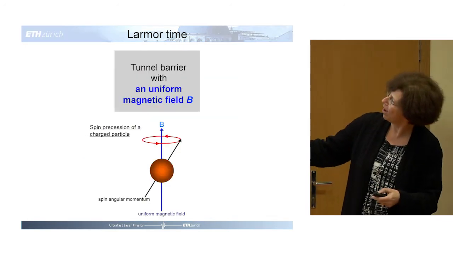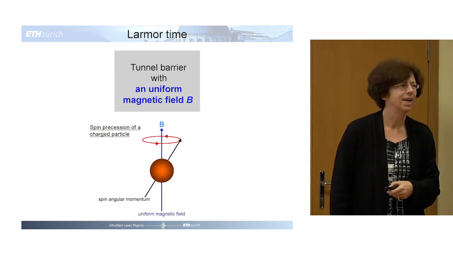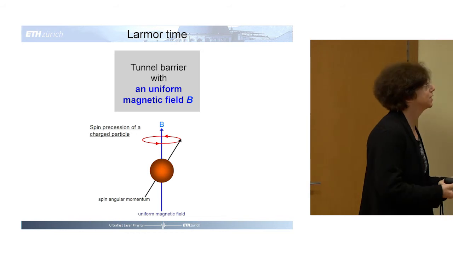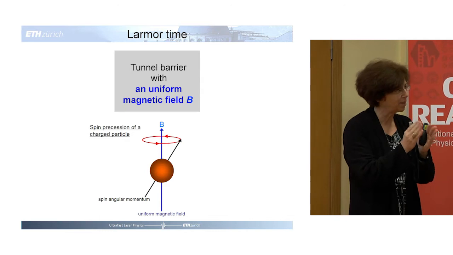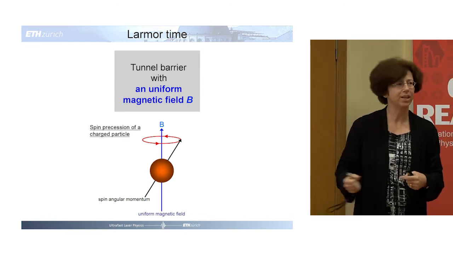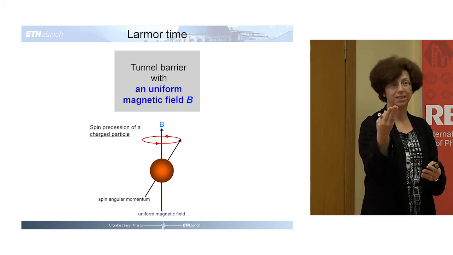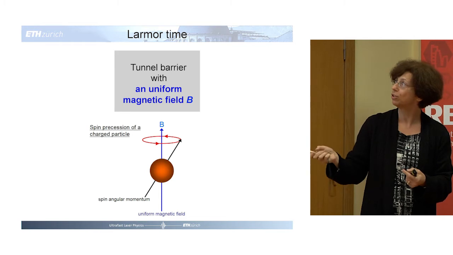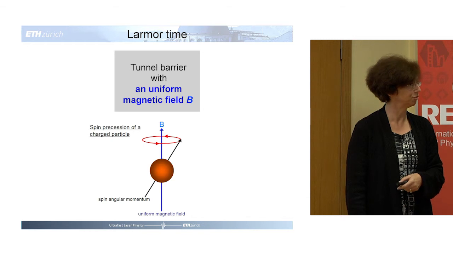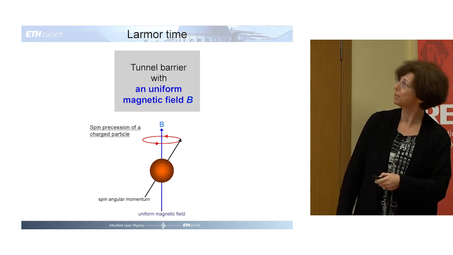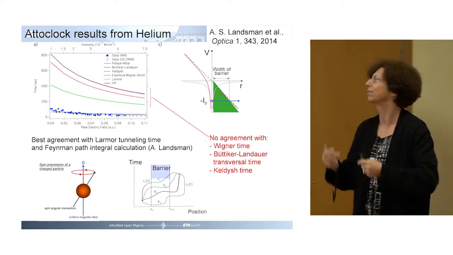We have a perfect agreement with the second theory, and the second theory is the Larmor time. The Larmor time is a Gedanken experiment. You assume that you have a uniform magnetic field only in the tunnel barrier, and the electron has a spin. It goes through the barrier, and the spin precesses in the magnetic field. If you measure the direction of the spin before and after, you have the tunneling time, the dwell time of the electron. That is in agreement with our theory as well, and also with our measurement. So we have an agreement with two theories.